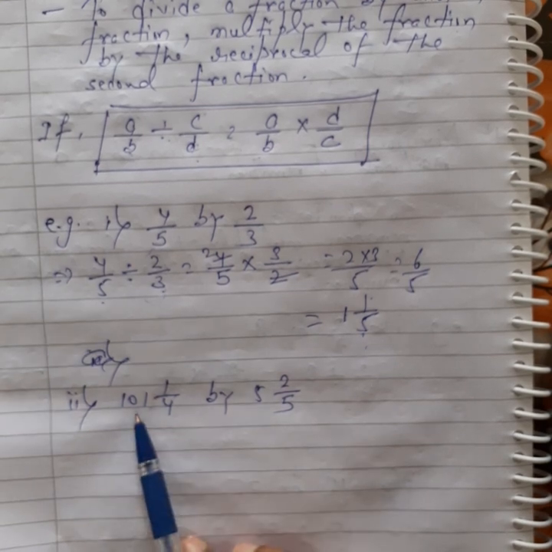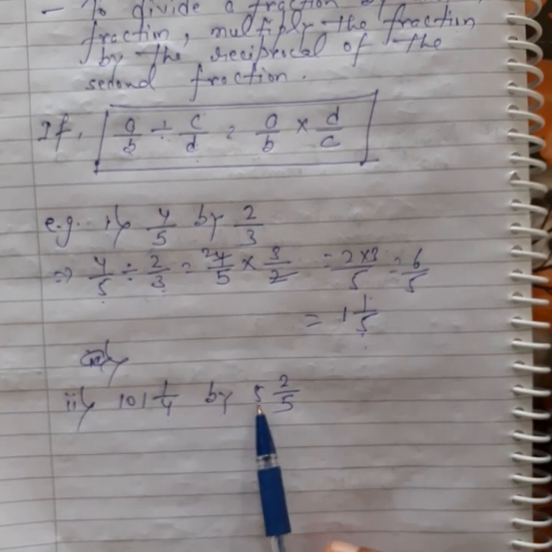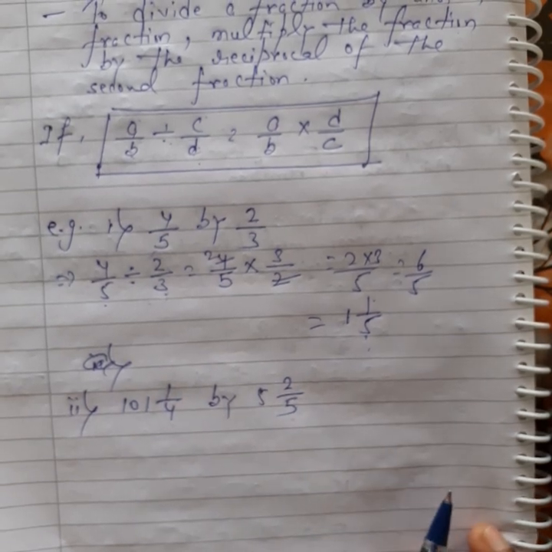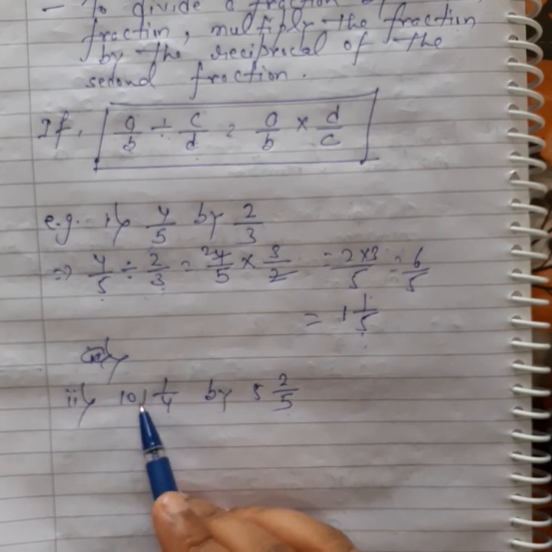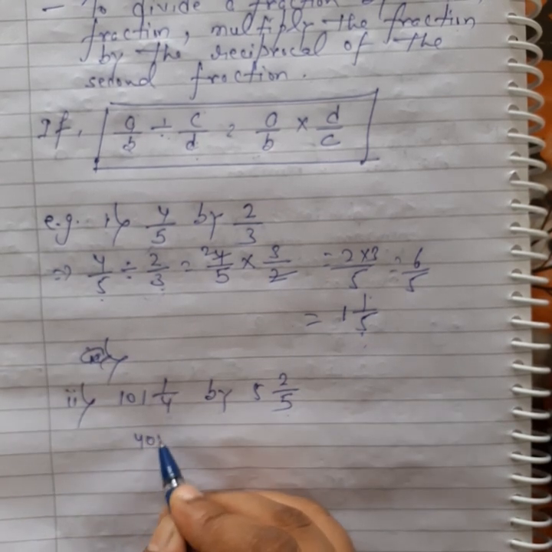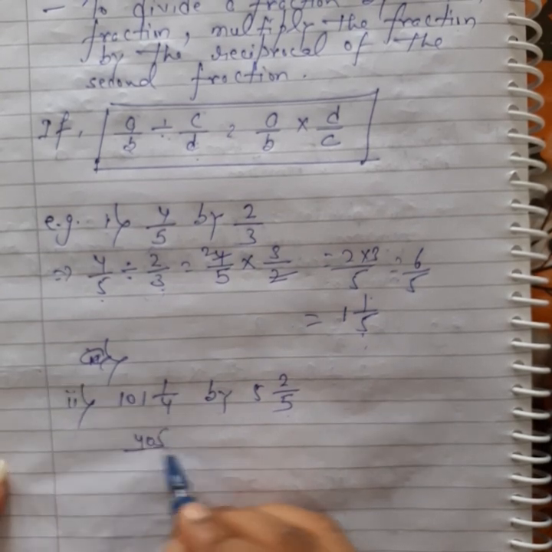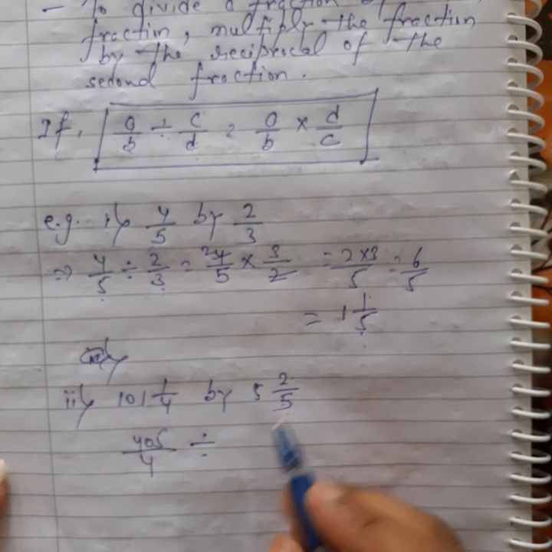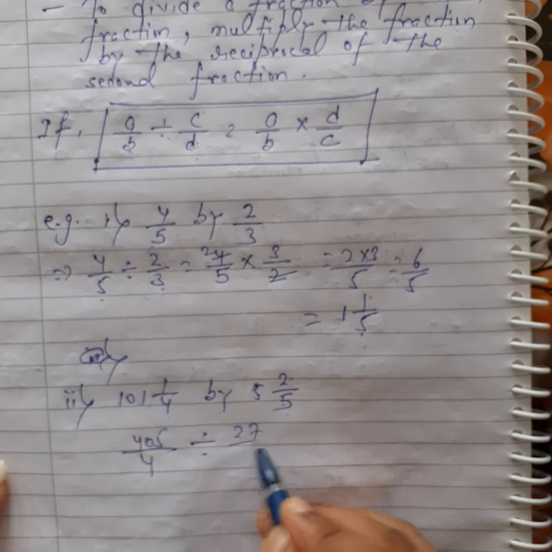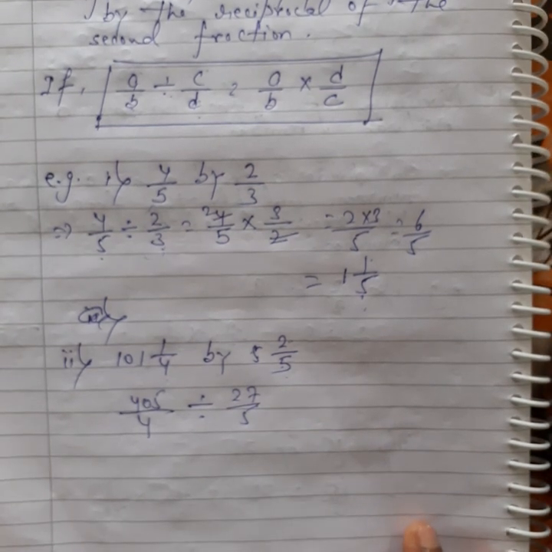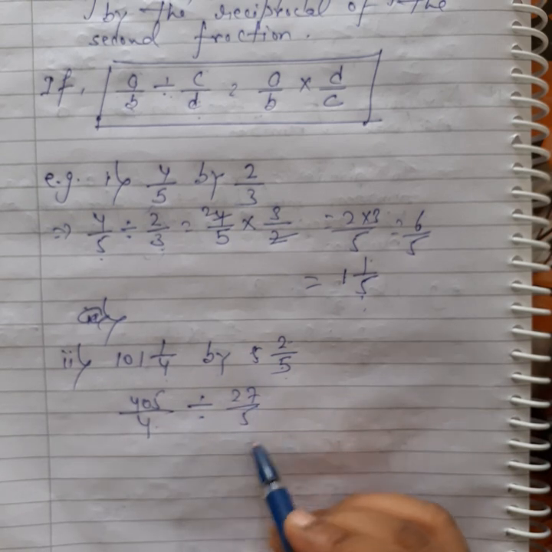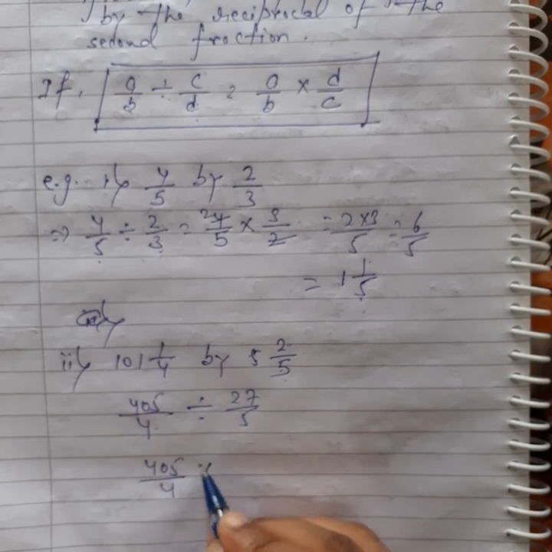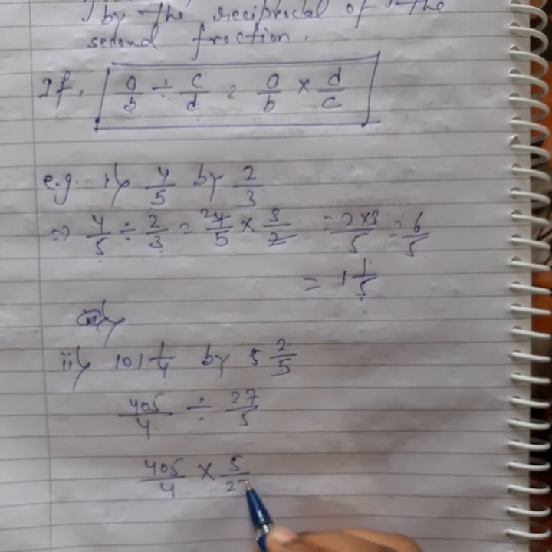Next, 101 whole 1 by 4 divided by 5 whole 2 by 5. First we change the mixed fraction into improper fraction. So 4 into 101, 404 plus 1, it becomes 405 by 4 divided by 5 fives are 25, 25 plus 2, 27 by 5. Now what we do? We multiply this first fraction with the reciprocal of the second fraction. 405 by 4 into 5 by 27.